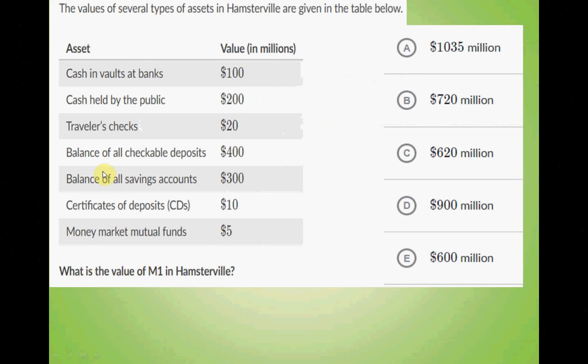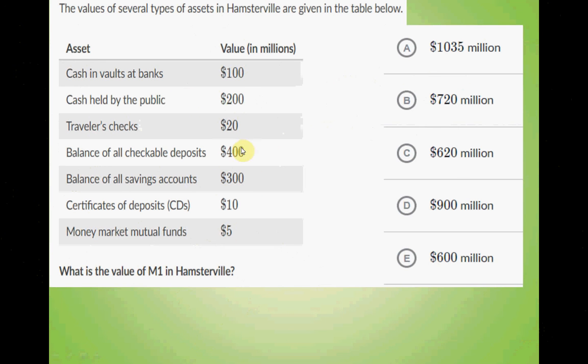Let's look at the next ones. Balance of all savings accounts, savings are harder to get to. That's M2, not that one. CDs, certificate of deposit accounts, nope, not going to be in there. That's harder to get to. Money market mutual funds. I know we haven't even talked about what a mutual fund is, but mutual funds are basically like combinations of stocks and other assets. No, that's harder to get to. These are less liquid, essentially. You have to turn them into more liquid money.